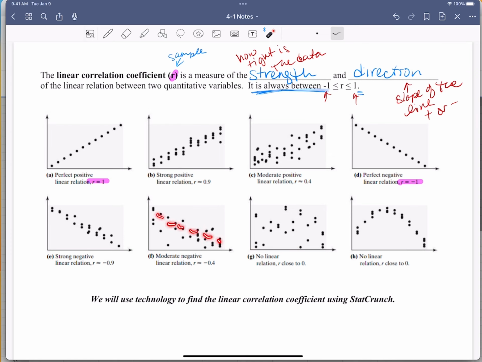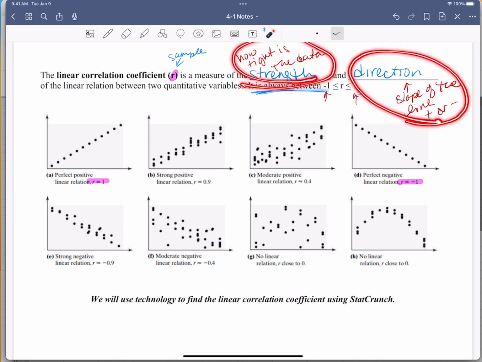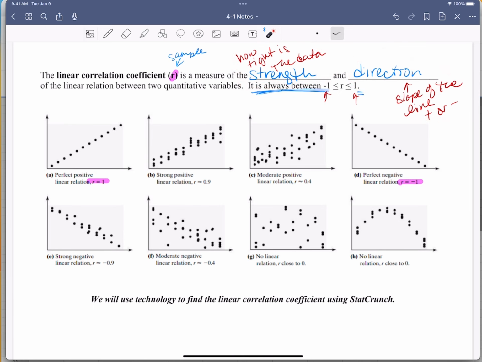Kind of close together, but in the negative direction. It's negative, but kind of low. Here, closer to the point, but in the negative direction, it's -0.9. Do you see where I'm getting at? -0.9, sorry. Has to go between -1 and 1. So you're looking at two things. How tight is the data for the strength, and is it positive or negative with the direction?